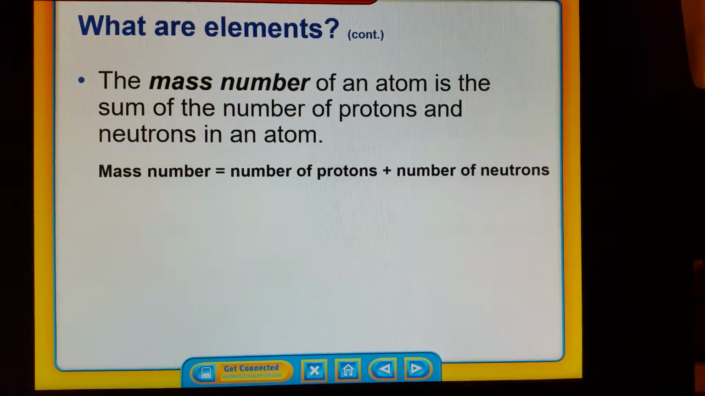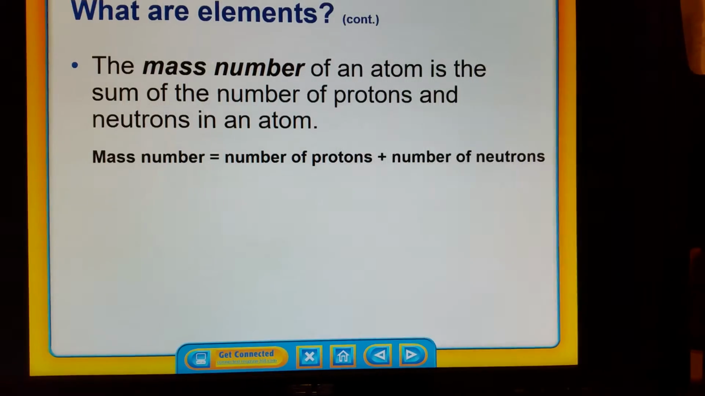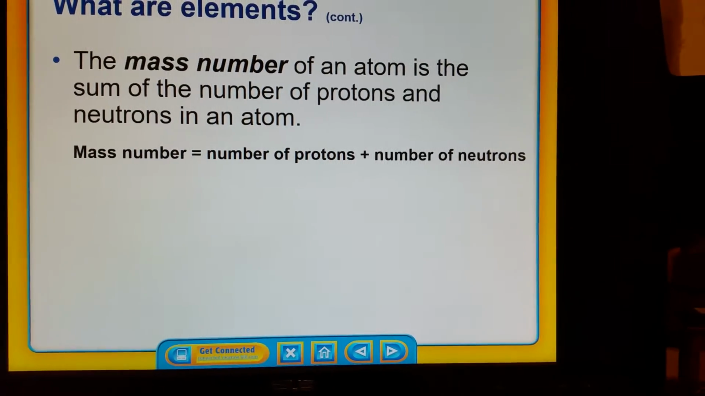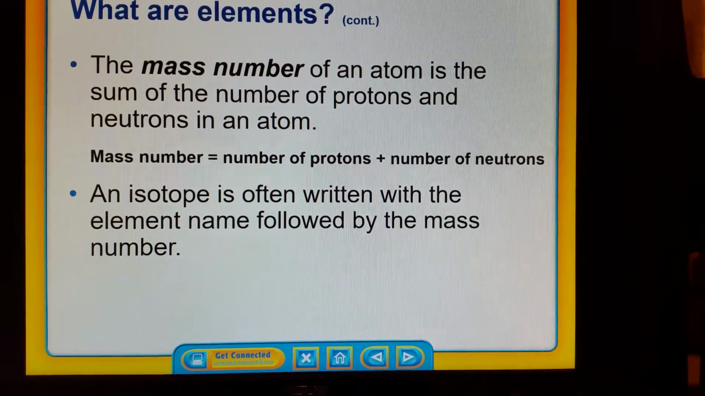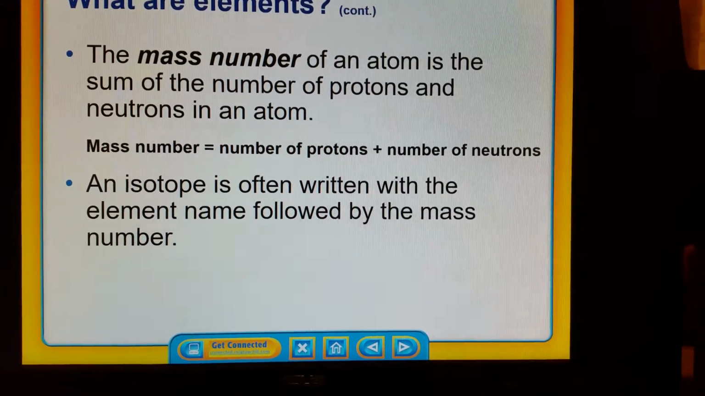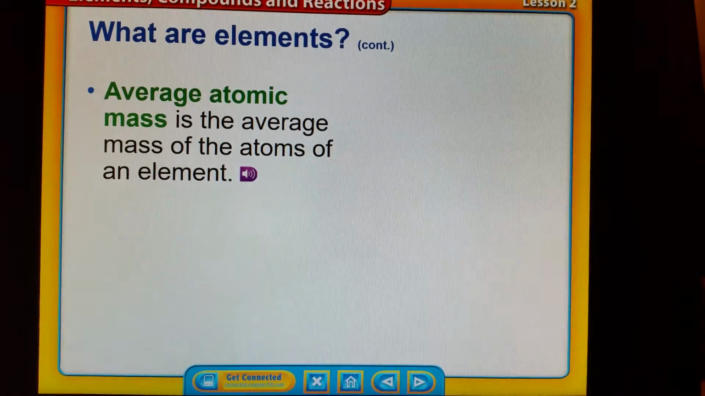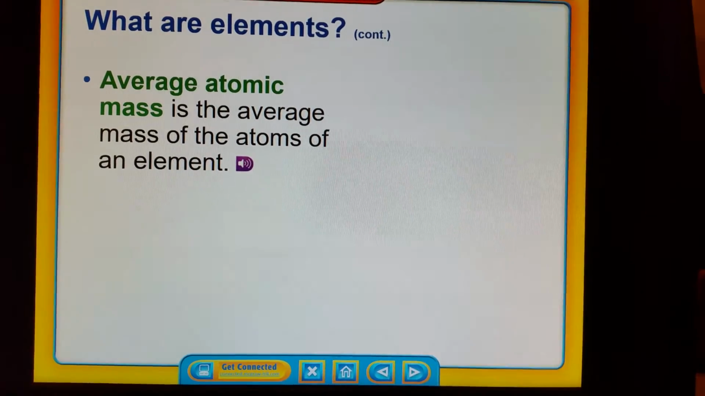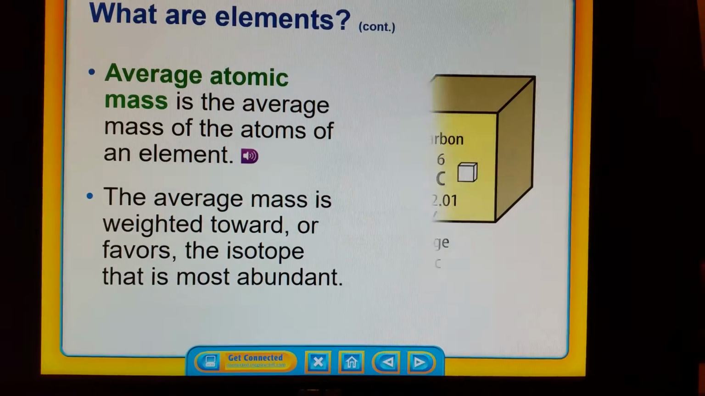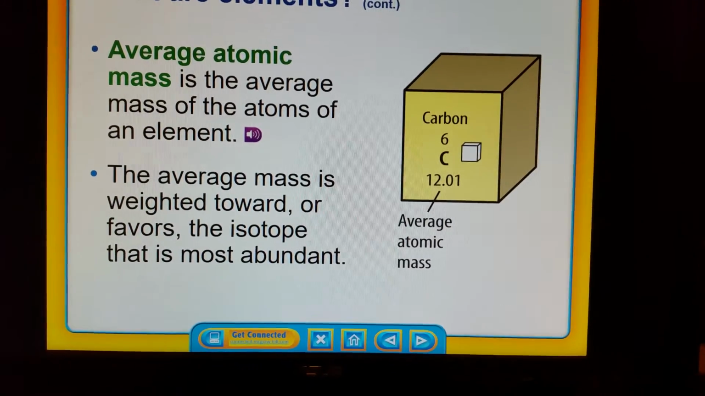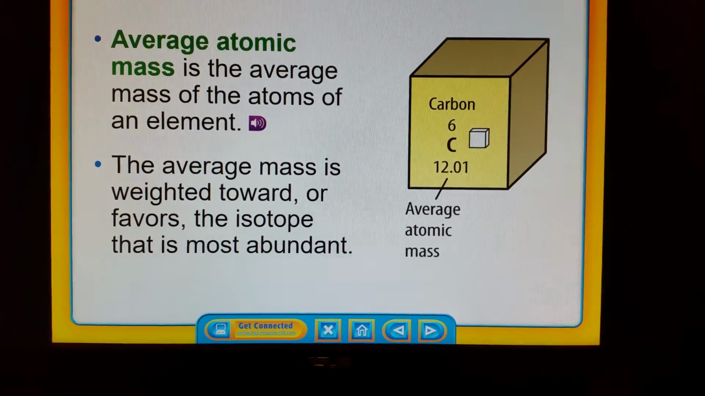The mass number of an atom is the sum of the number of protons and neutrons found in an atom. So the mass number equals the number of protons plus the number of neutrons, boys and girls. An isotope is often written with the element's name followed by the mass number. All right, and here's where we start our average atomic mass. It is the average mass of the atoms of an element. The average mass is weighted towards, or favors, the isotope that is most abundant, boys and girls.